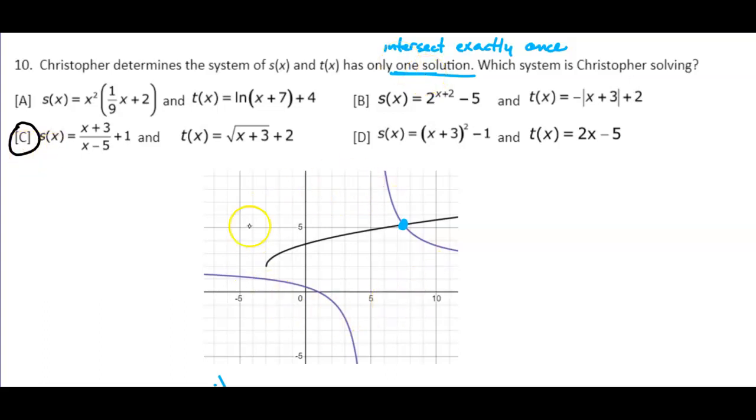Here's a graph for C, and you can see here that it crosses in exactly one place, which is right there. Doesn't matter where it is, we just want you to visually see that it intersects once, which means there's one real solution for that system.